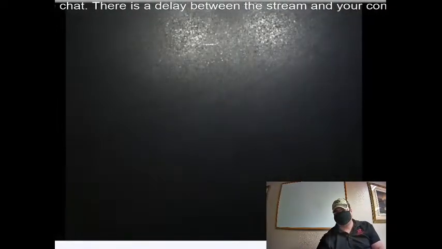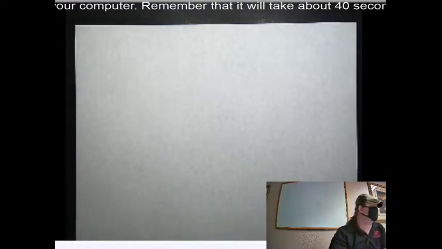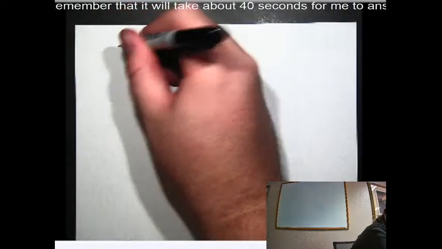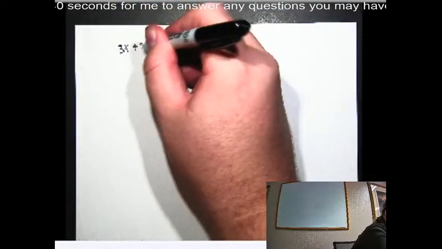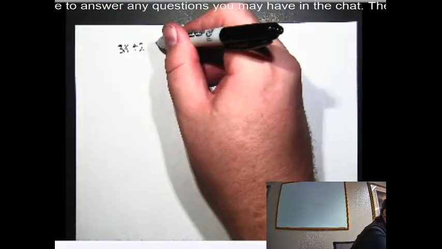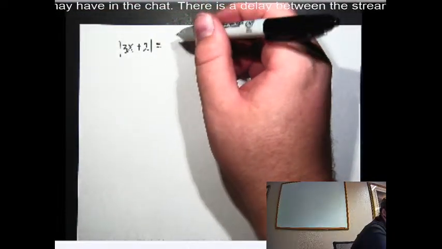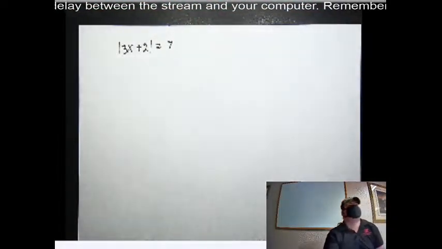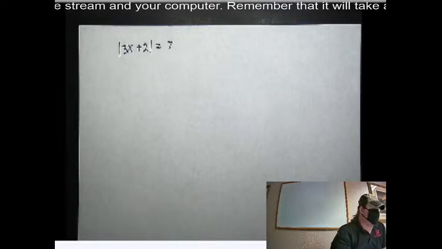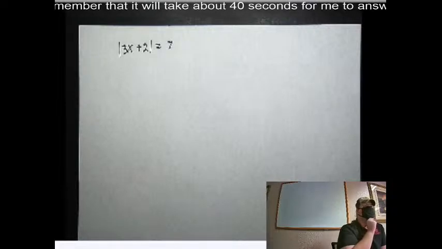Let's try some more. Let me give you this one. The absolute value of 3x plus 2 is equal to, let's say, 7. All right? So let's solve this one.